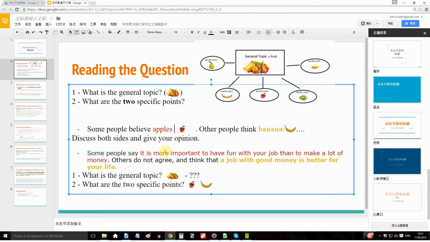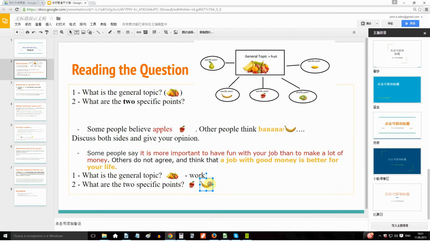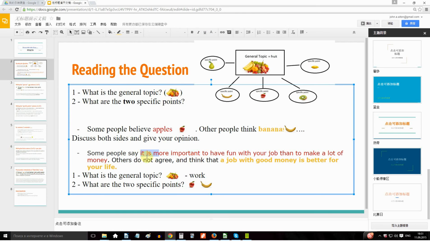Let's look at a more realistic exam question. Some people say it is more important to have fun with your job than to make a lot of money. Others do not agree and think that a job with good money is better for your life. So, what is the general topic? It's not fruit, it's work, trabajo. What are the 2 specific points? Not apples and bananas. The points are have fun or make money.